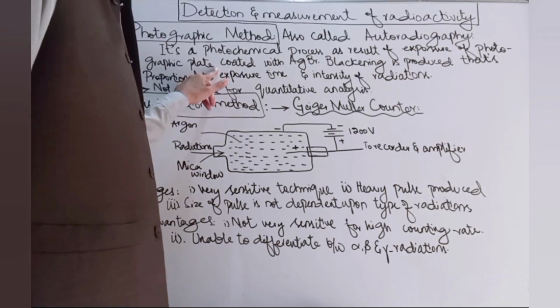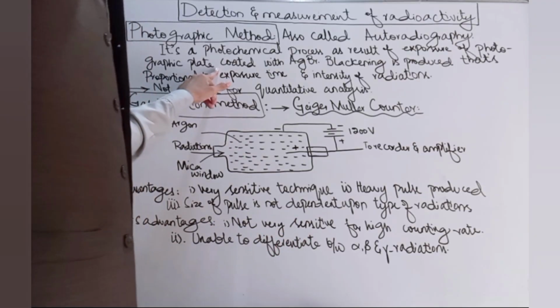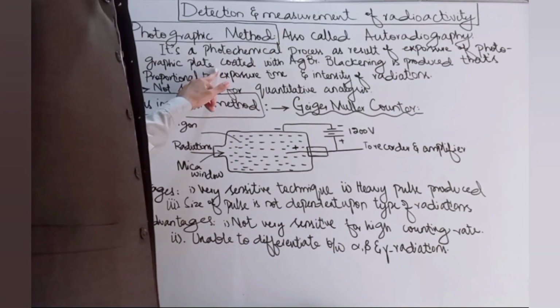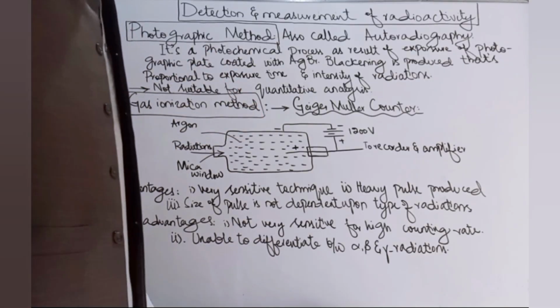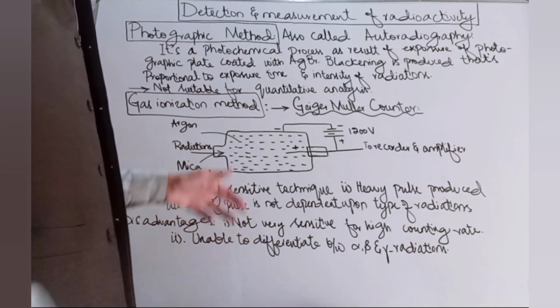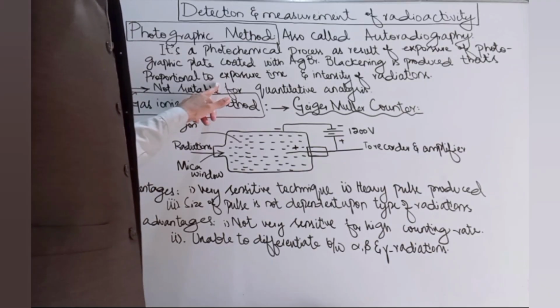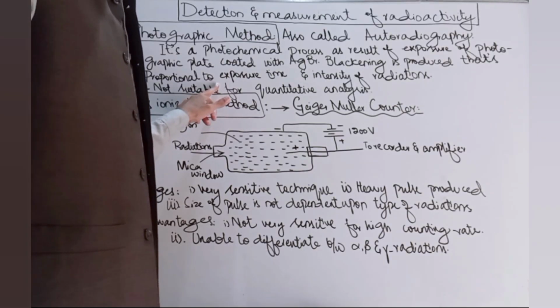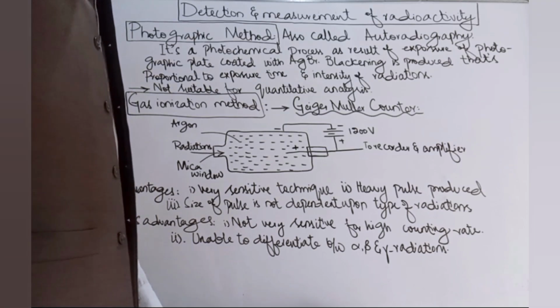Basically this is the method by which Henri Becquerel discovered the phenomenon of radioactivity, as I explained in the topic of radioactivity. He accidentally discovered it when a photographic plate coated with zinc sulfide was exposed to uranium salts, and he observed blackening or fogging of the photographic plate.